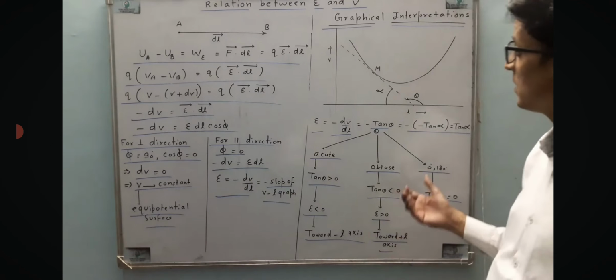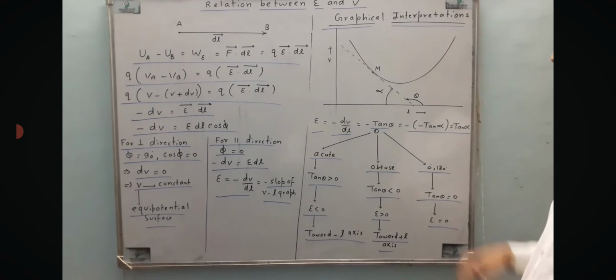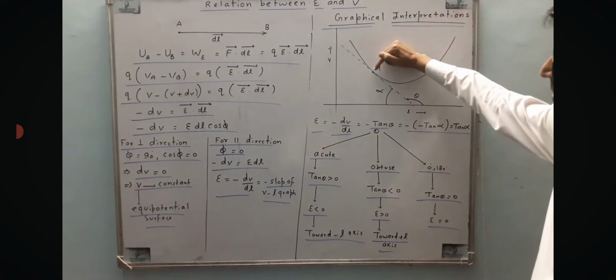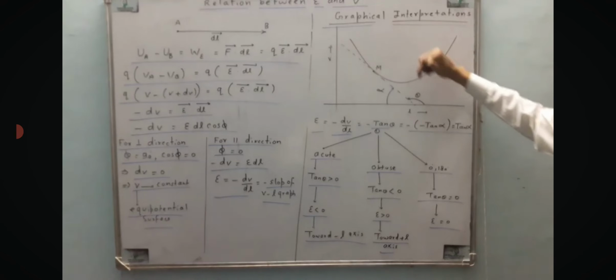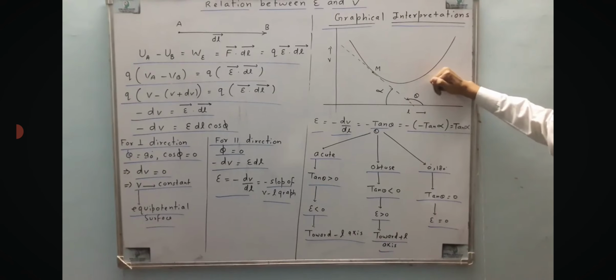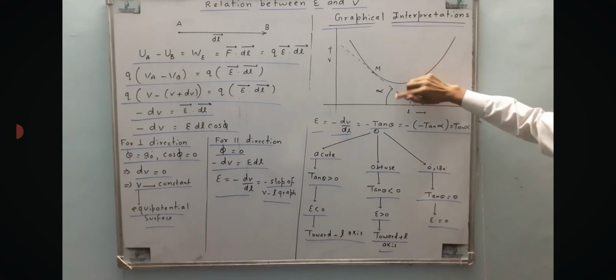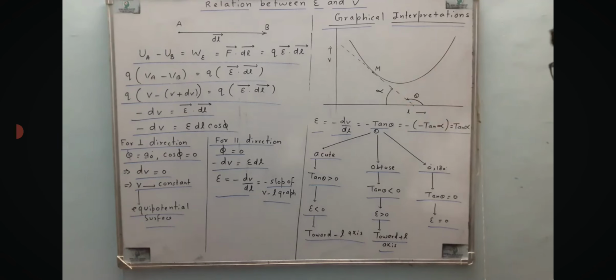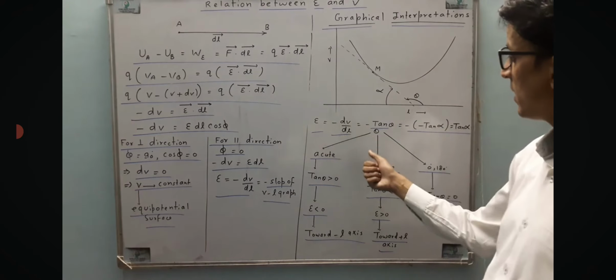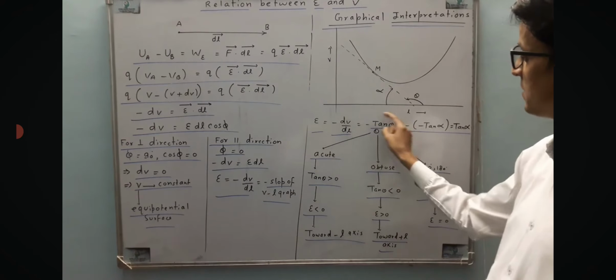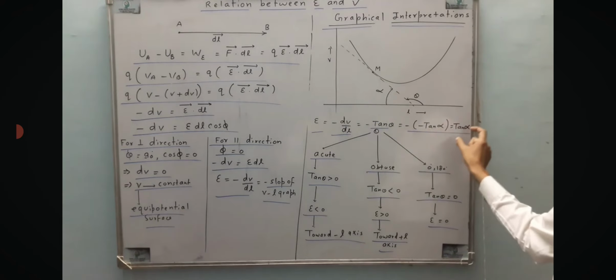Now let's analyze the V-L graph. Suppose the V-L graph is like this. I draw a tangent at point M. Suppose the tangent makes an angle theta in the anti-clockwise sense and alpha in the clockwise sense. So we have electric field as minus dV by dl, which is either tan theta or minus tan alpha. So these are the results.